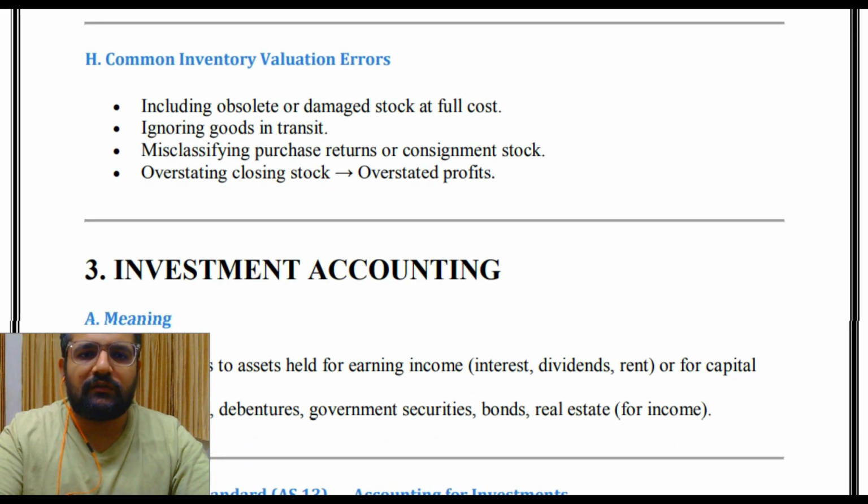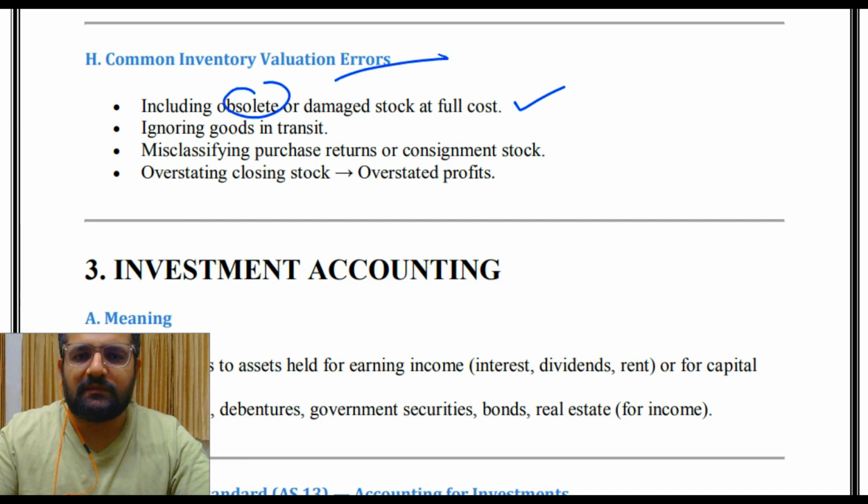Common inventory valuation errors, including obsolete or damaged stock at full cost. हमने obsolete कहाँ पढ़ा था? obsolescence पढ़ा था depreciation में, ठीक है. Very very important. So this was one of the questions in the previous years कि इनमें से कौन सा statement is related to depreciation.